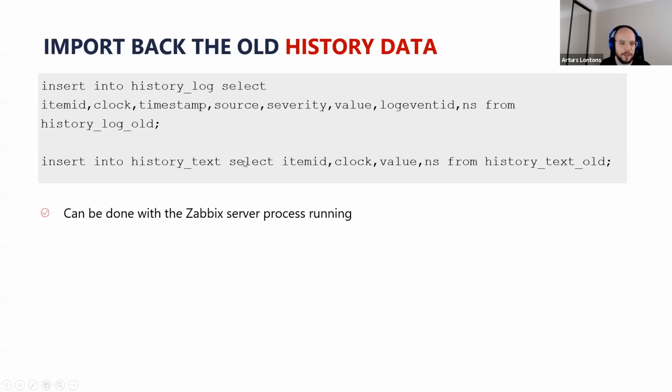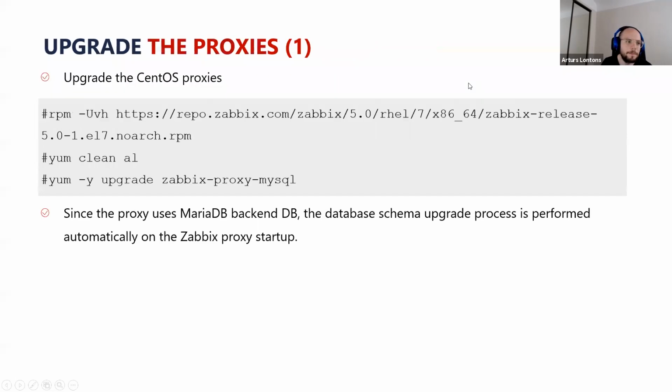Same for history_text. And this can be done, like I said, while my Zabbix server is already up, it's running, everything's good to go. This also prevents some downtime when it comes to data collection. We were collecting data already, now we just reinserted the old data. So maybe the server has already been running for a while.